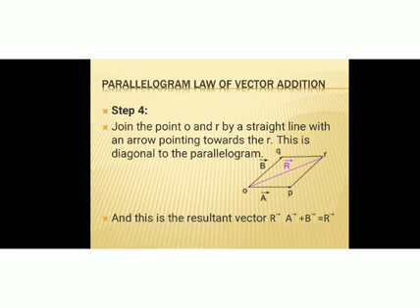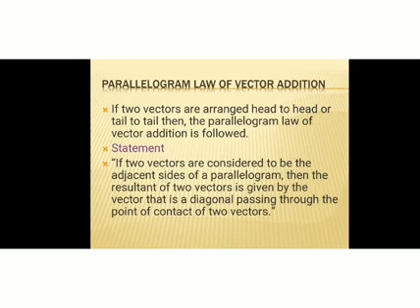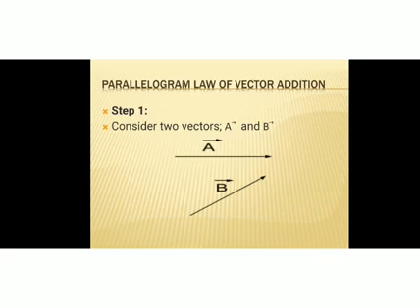So children, now we can go back to the statement of the parallelogram law of vector addition. What was the statement? If two vectors are considered to be the adjacent sides of a parallelogram, then the resultant of the two vectors is given by the vector that is a diagonal passing through the point of contact of the two vectors.